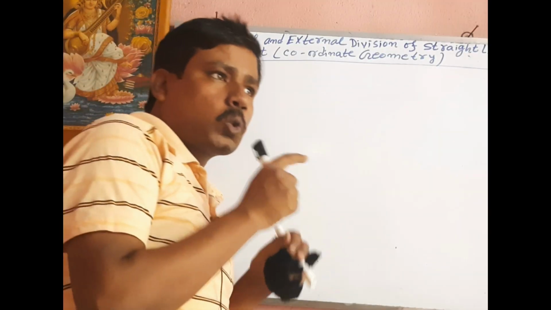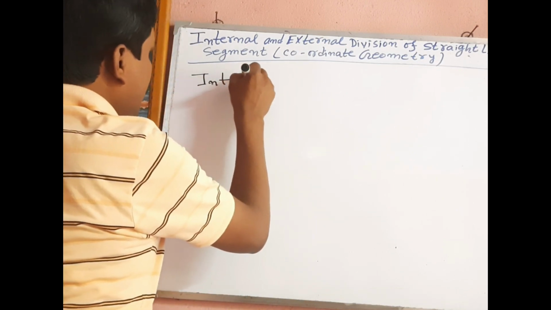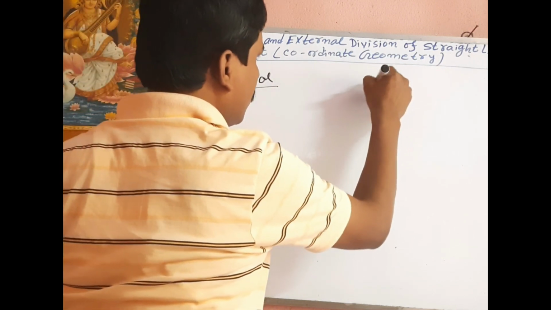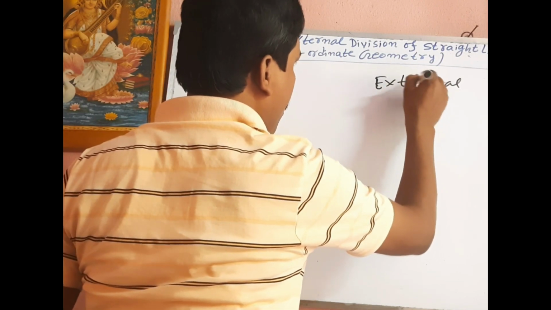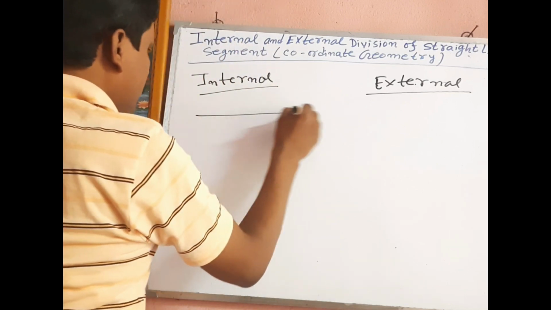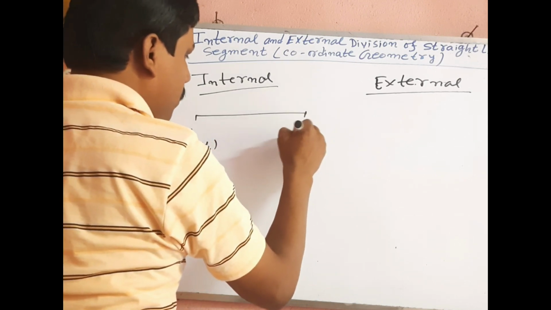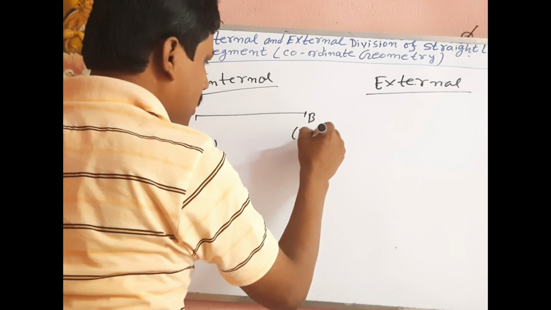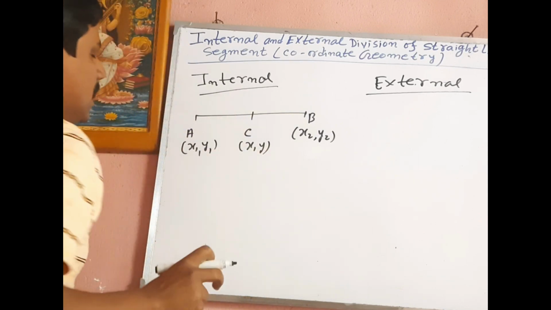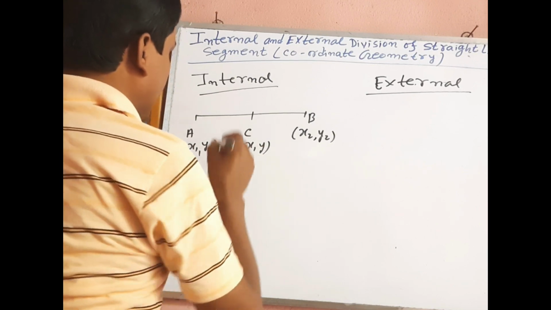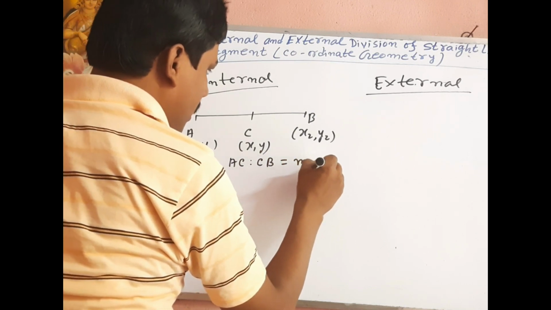In this chapter, two formulas are important: the internal and external division formulas. Suppose two points: A with coordinates x1, y1, and another point B with coordinates x2, y2, and another point C between A and B with coordinates x, y, and AC is to CB is equal to m is to n.